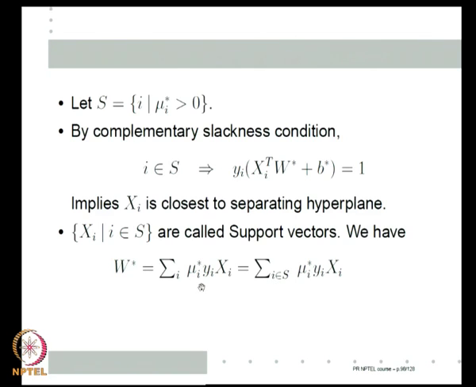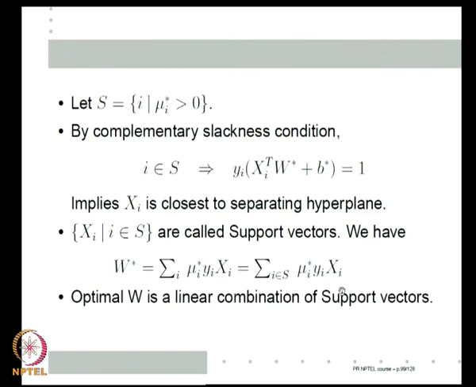And w star we know is summation over I mu I star y I x I. If mu I star is equal to 0 anyway, that term does not contribute. So, I can actually take w star to be summation over I belonging to S mu I star y I x I, which means the optimal w is a linear combination of the support vectors. Of course, when we did perceptron, we knew that a separating hyperplane will be a linear combination of the x I of the examples, but now we know that the optimal hyperplane is a specific linear combination of only some of the examples, not all the examples. These examples are called the support vectors and those happen to be the ones closest to the hyperplane.